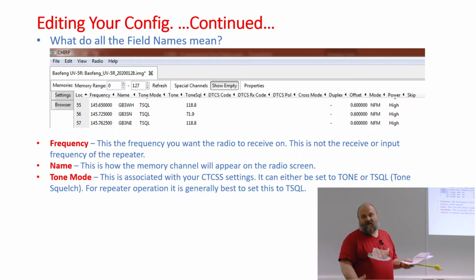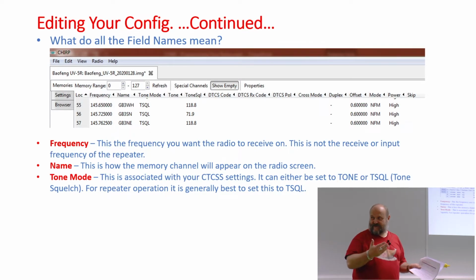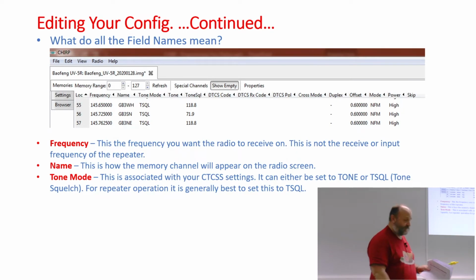So, there you go, which is, again, a good reason to put it on tone squelch, because it will also confirm that you can receive that repeater. Obviously, if you change to one in a different geographical location, it means you'll be able to hear the beaconing off of the repeater.